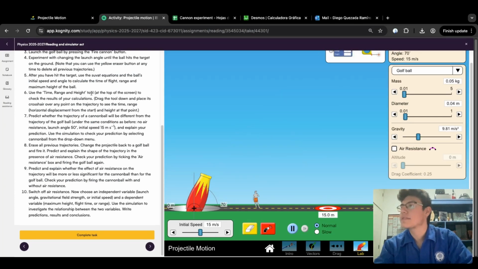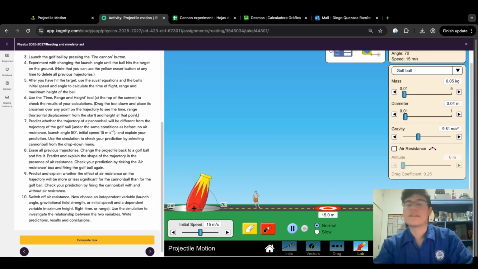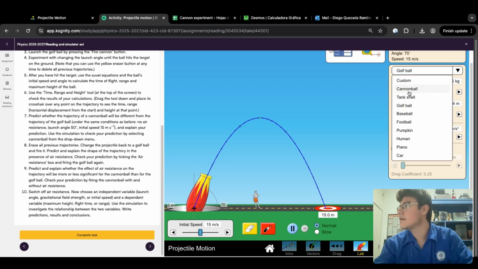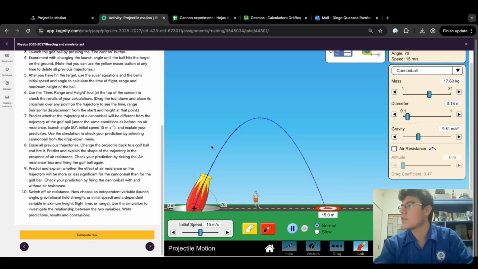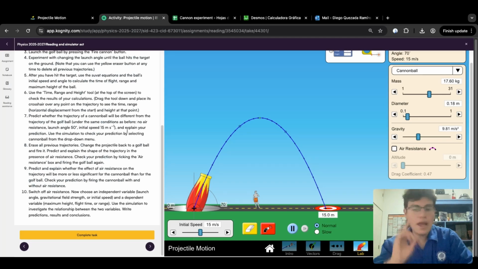Then we are asked to predict whether the trajectory of a cannonball will be different from the trajectory of a golf ball under the same conditions with no air resistance, and explain our predictions. So, what is my prediction? There's no change at all when we do not have air resistance. Let's change it to a cannonball and a golf ball. And there we go. We see that there is no change. So, is the cannonball different? No, when there is no air resistance. Why? We will be seeing that in the next question.